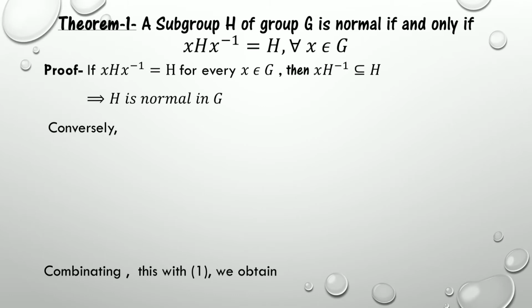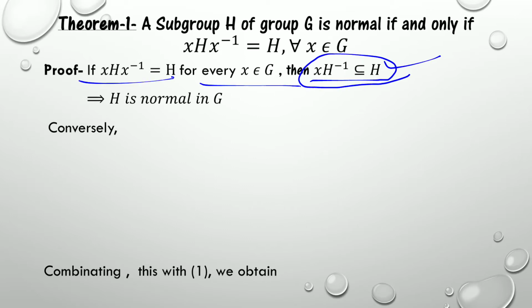So the proof. If x H x inverse is equal to capital H for every x belongs to G, then x inverse H x is a subset or equal to capital H. It implies capital H is normal in G. Conversely, if H is normal in G, okay?